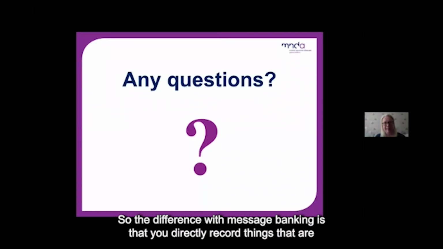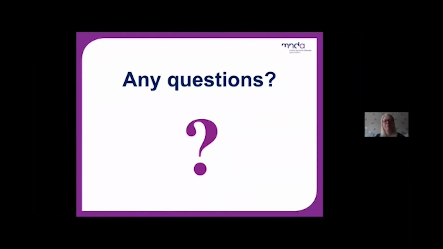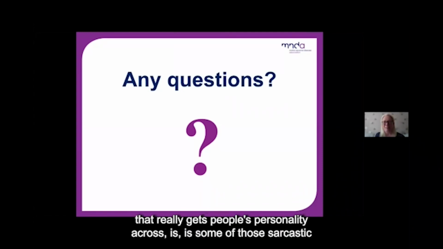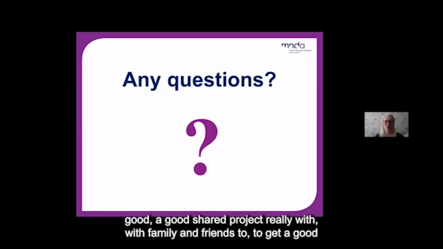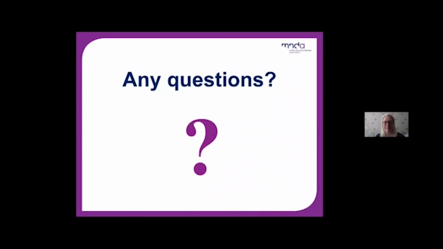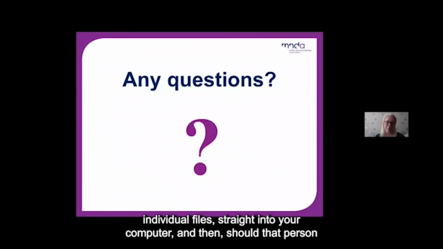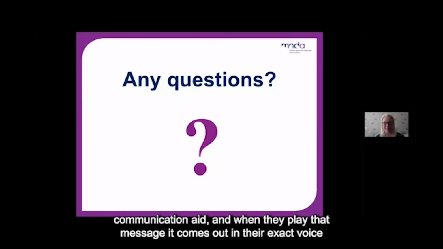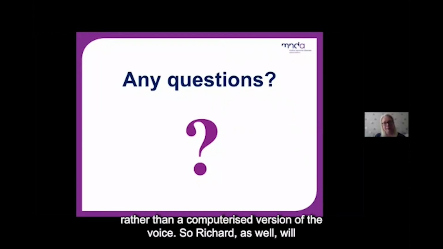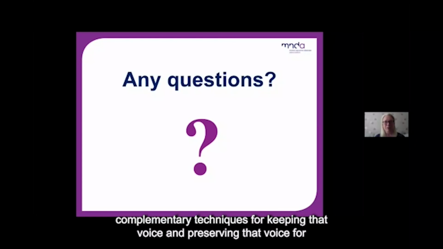The difference with message banking is that you directly record things that are a little bit more personal to you. Sometimes people will have "I love you." People seem to really like sarcastic phrases at the moment. That really gets people's personality across. Very often the family are better at recognizing those phrases that you say all the time, which you might not be as aware of yourself. So it's a good shared project with family and friends to get a good list of phrases for message banking. You then record those messages as individual files straight into your computer, and should that person need to use a communication aid in future, those messages are programmed into it. When they play that message, it comes out in their exact voice rather than a computerized version. So Richard as well will definitely advocate the use of voice banking and message banking as good complementary techniques for preserving that voice for people.